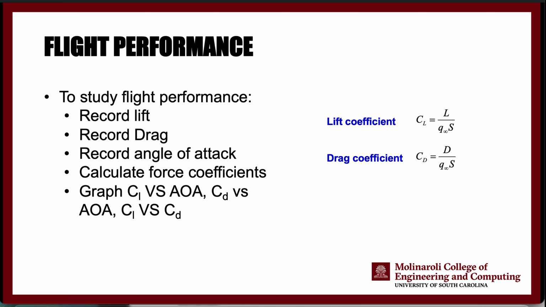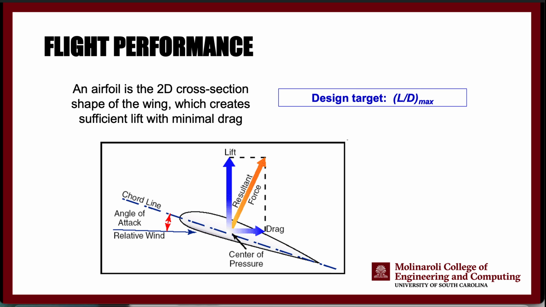So to study our flight performance, we are going to record lift, drag, or lift coefficient, drag coefficient, or the ratio. We are going to record the angle of attack, which is this angle right here, essentially the angle that the chord line of the airfoil or a wing makes with the incoming wind. This angle is the angle of attack.